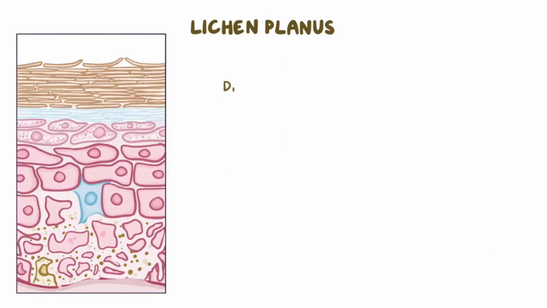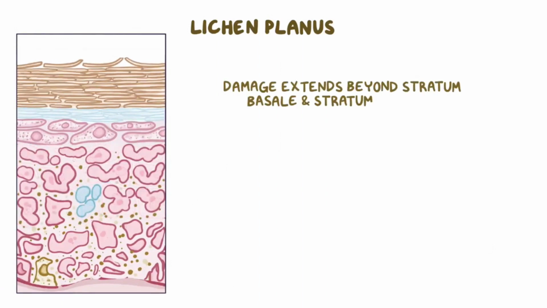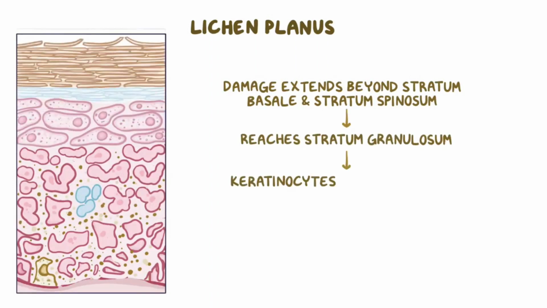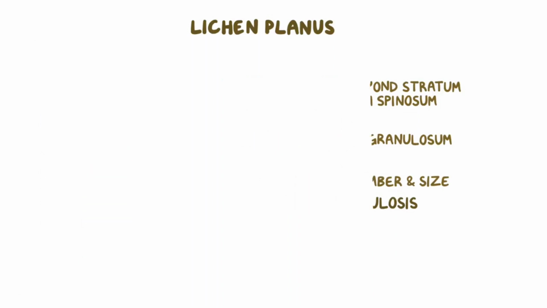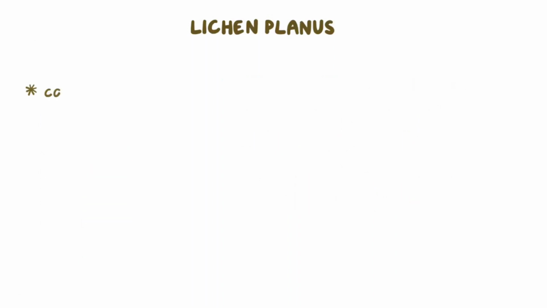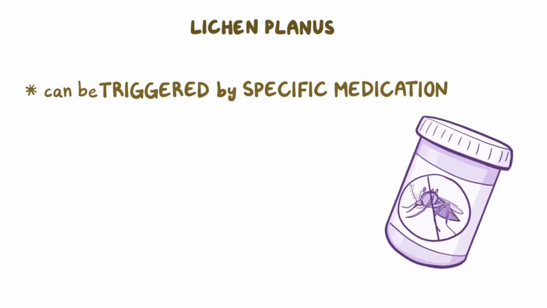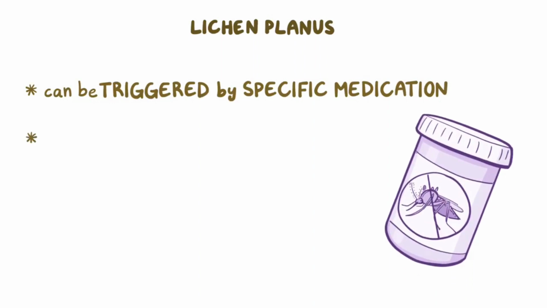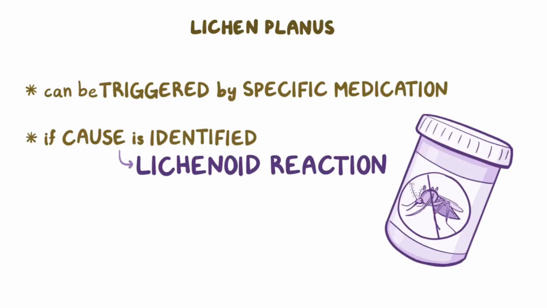Over time, the damage caused by cytotoxic T cells extends beyond the stratum basale and the stratum spinosum and reaches the stratum granulosum. Keratinocytes in the stratum granulosum respond by increasing in both number and size, which causes the stratum granulosum to become thicker, and this is called hypergranulosis. Now, in some cases, this process gets triggered by a specific medication, like anti-malarial medication. And if a cause is identified, then it's called lichenoid reaction, rather than lichen planus.